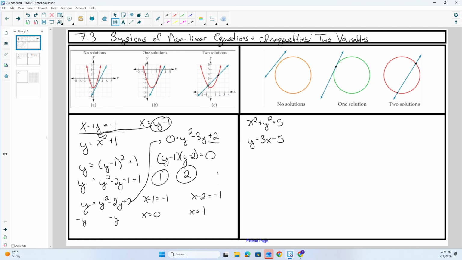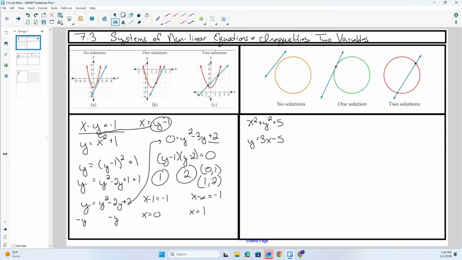So our solutions are (0, 1) and (1, 2). So this shows that in this case, this linear function, this line, intersects this parabola twice. Then we go to an instance where we have a line and we have a circle. Now, just realize that, again, we have the same idea. We have no solutions, one solution, or two solutions.